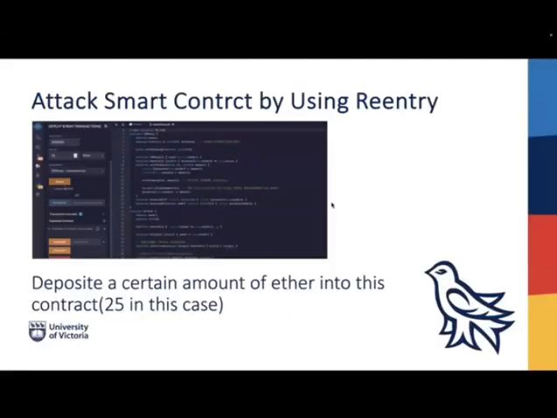So let's delve into a common vulnerability in smart contracts, particularly highlighted through the attack method known as reentry. Just like what my teammates just introduced, reentry is a common issue that we always see in smart contracts. Imagine depositing a certain amount of Ether into the contract, let's say 25 Ether for this example, and the attacker can exploit the reentry vulnerability to increase their Ether amount in this contract, leading to a successful attack. This not only compromises the smart contract, but also puts the associated assets at risk.